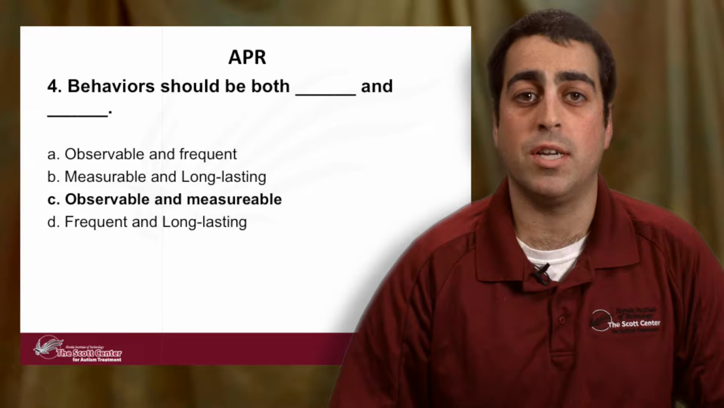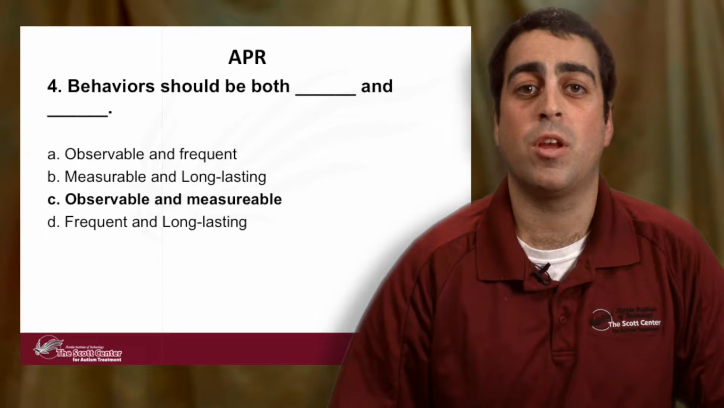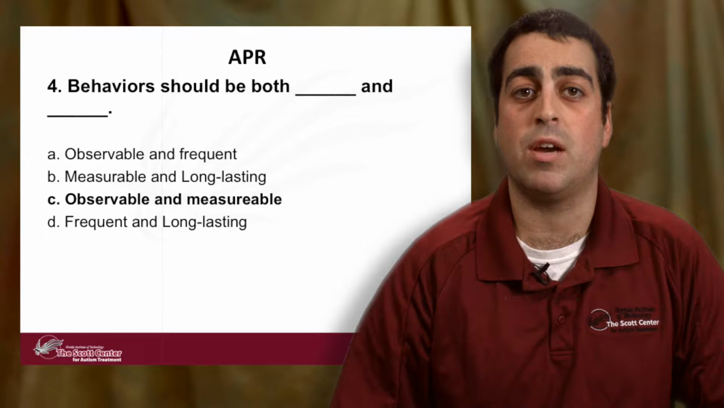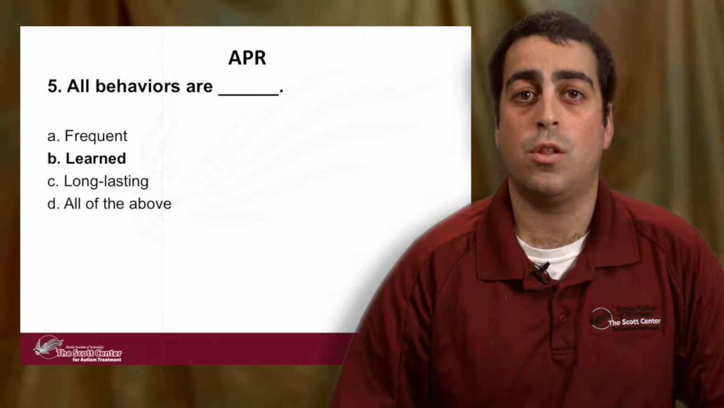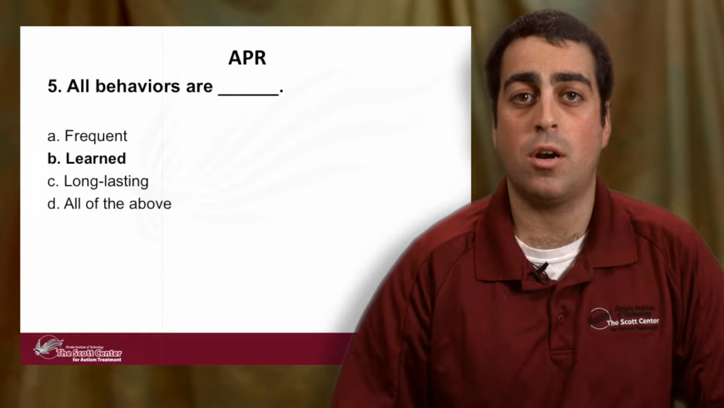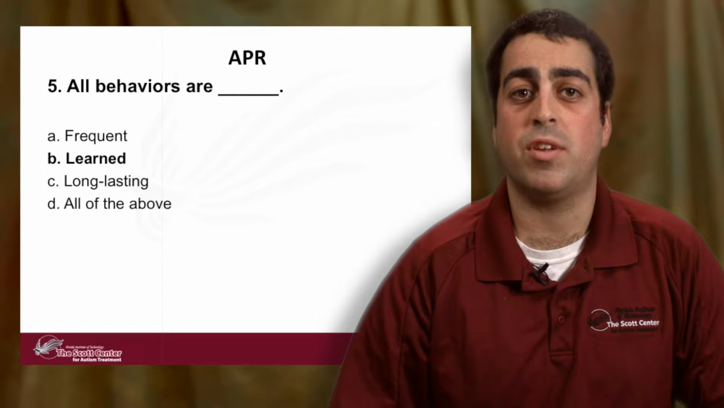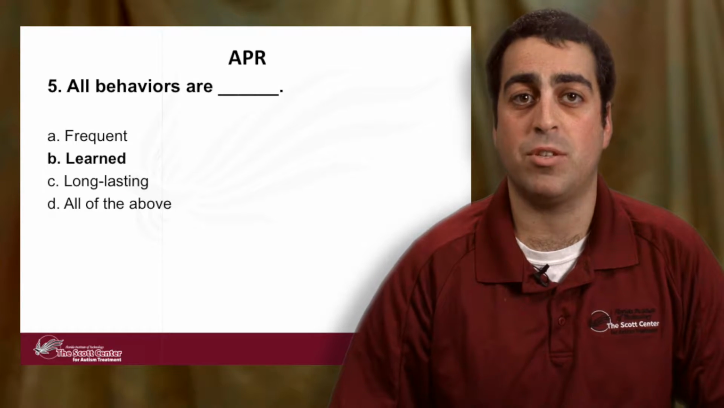The correct answer is observable and measurable. Remember, we focus on behavior that we can see and that we can count. The correct answer is learned. Remember, back to the previous slide that stated behavior happens for a reason.